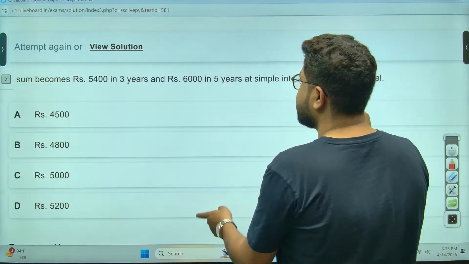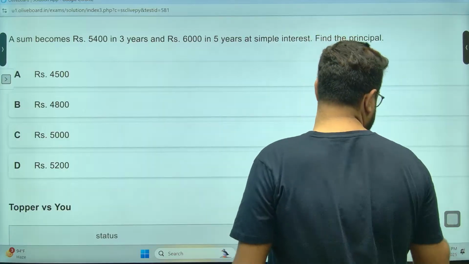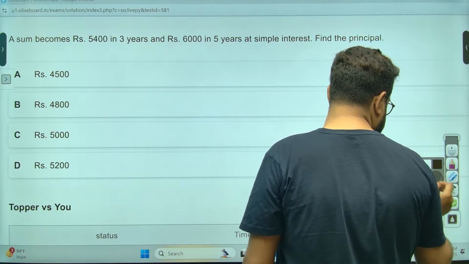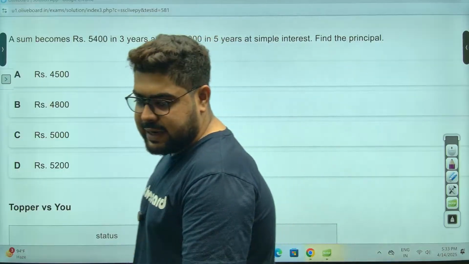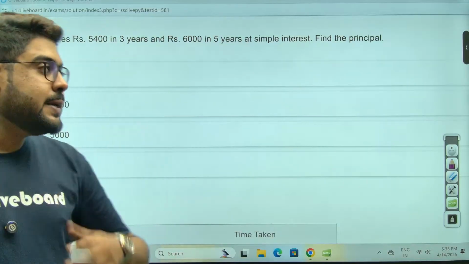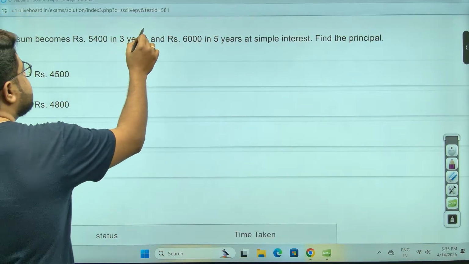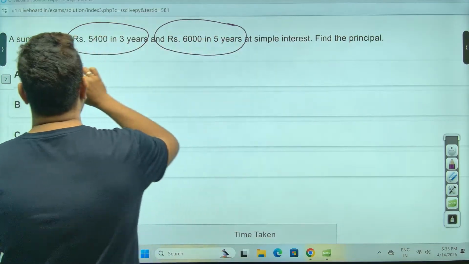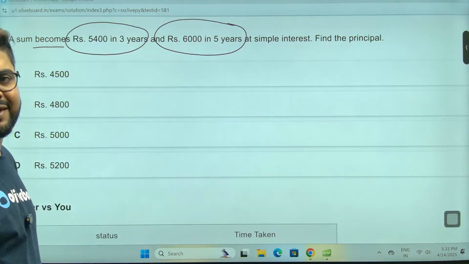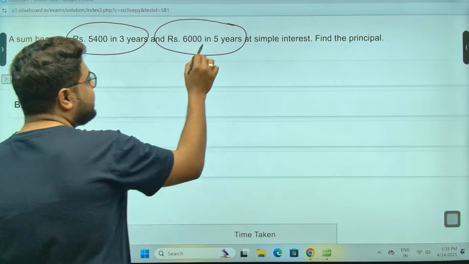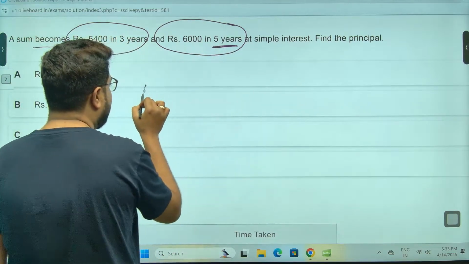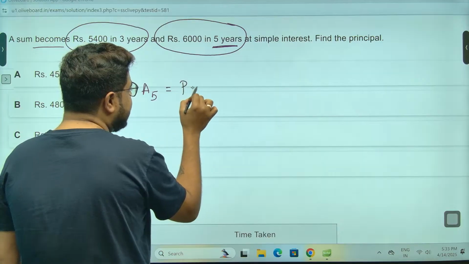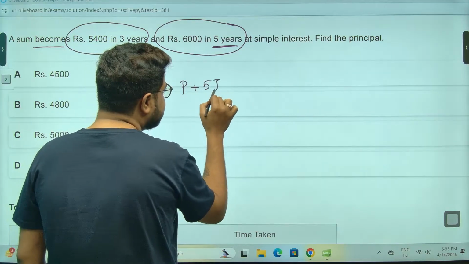So this is a very important concept I can discuss here for this question. Please understand over here. This is the amount given, this is also an amount given. The sum becomes this much. Meaning, the amount after 5 years is what? Principal plus 5 years interest.